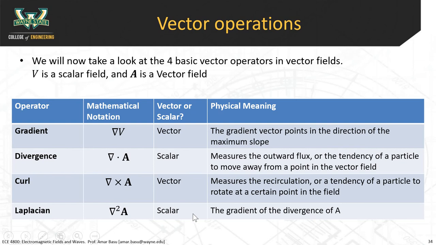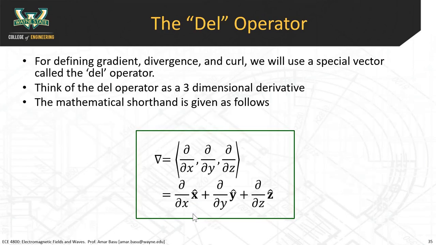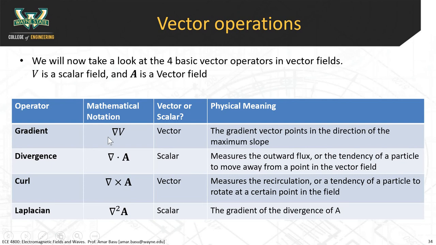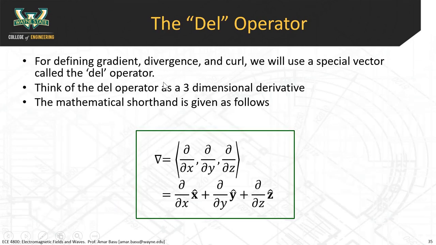Let's go over each one of these in detail, and let's start with the del operator. We're obviously not going to get through all of these today, but we're just going to get started. We'll come back to it in the next lecture. So let's talk about the del operator. We're defining a gradient, divergence, and curl. If you notice in this chart, the del shows up in all of these. So what is that del? It's an operator for defining gradient, divergence, and curl.